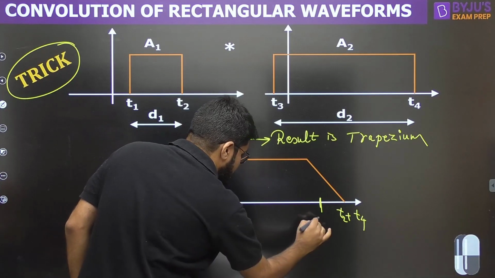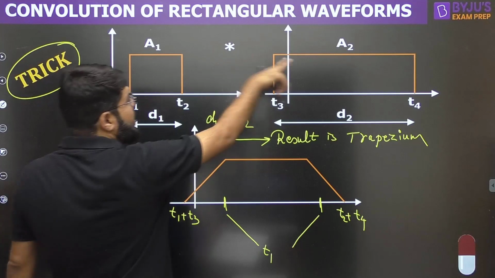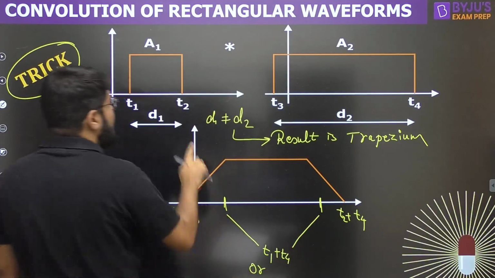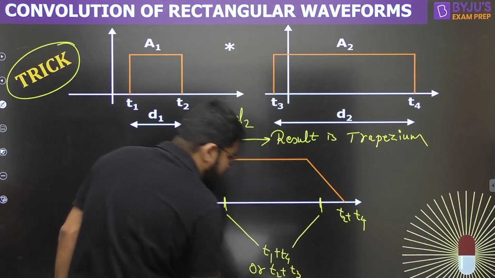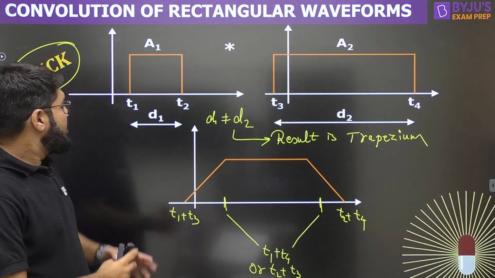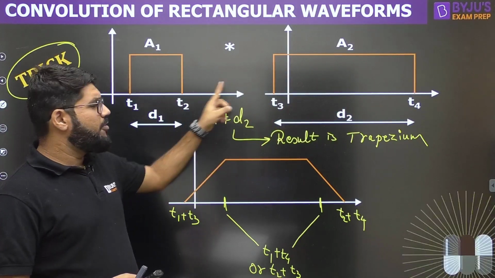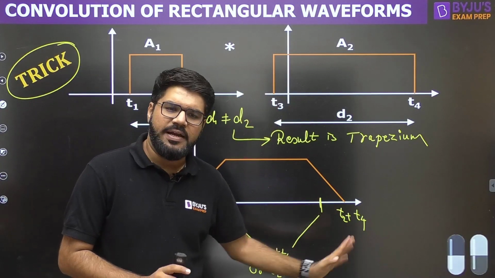This point here is T1 added with T4, right? Or T2 added with T3. Starting and ending of the other one. Ending of first, starting of other. Which of them is lower will come first, which of them is higher will come second, right?